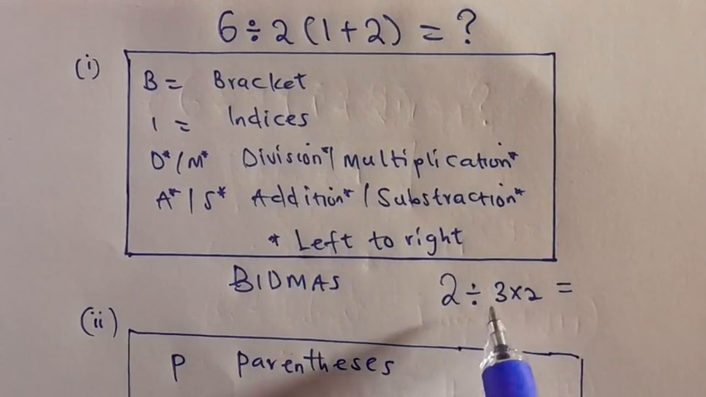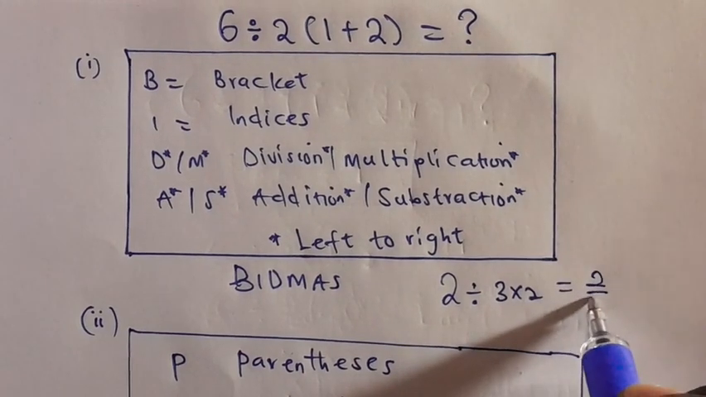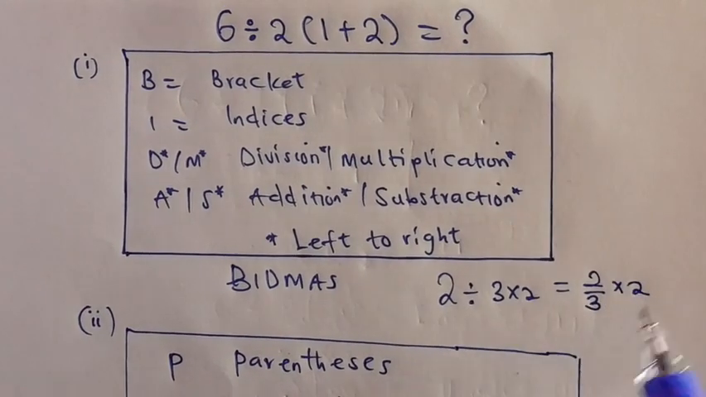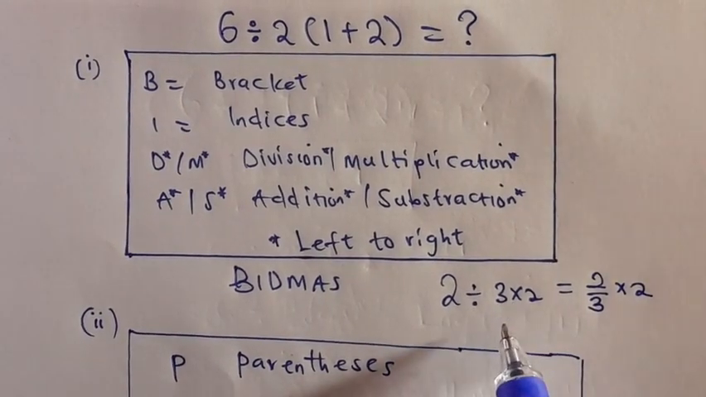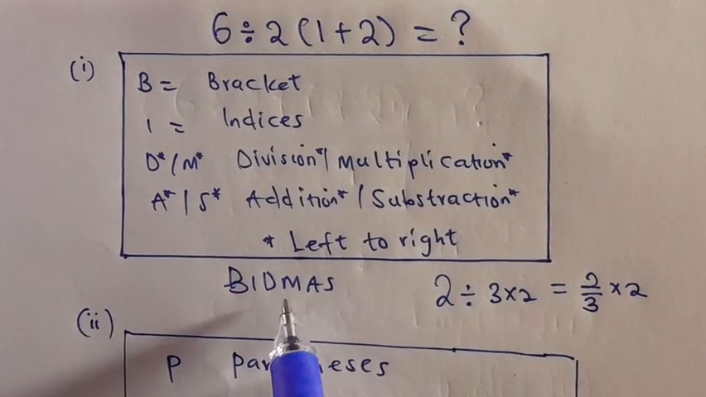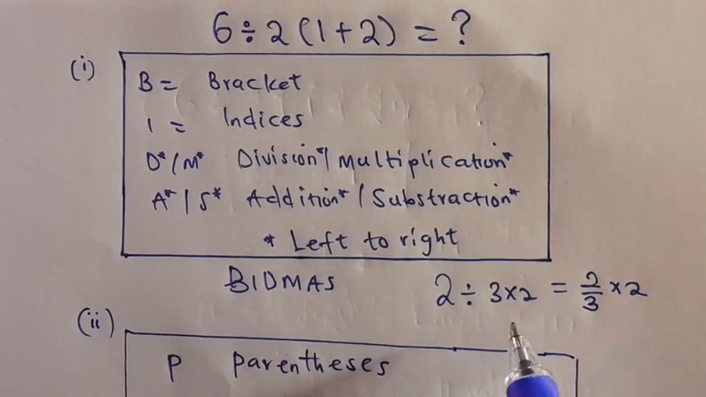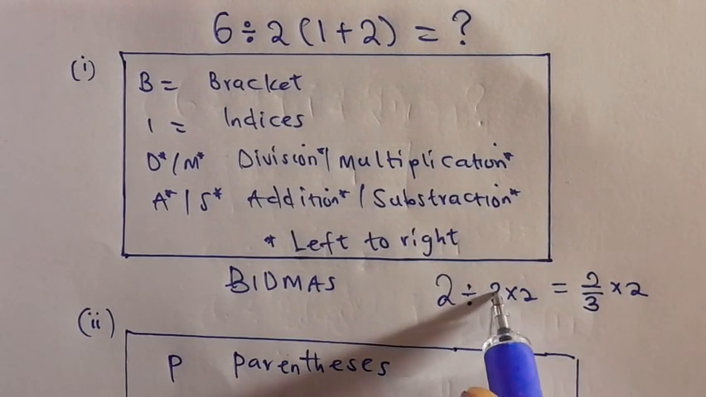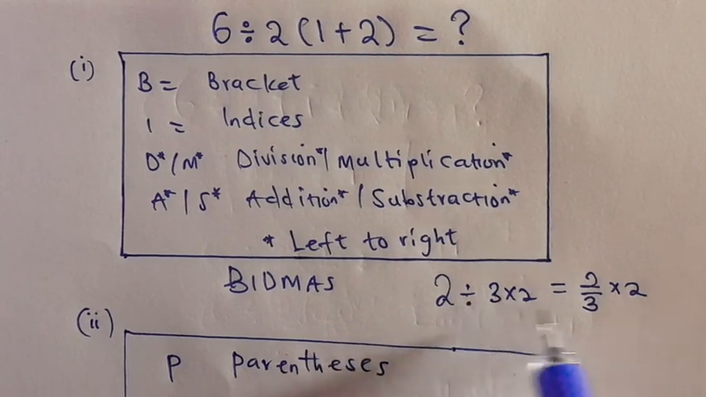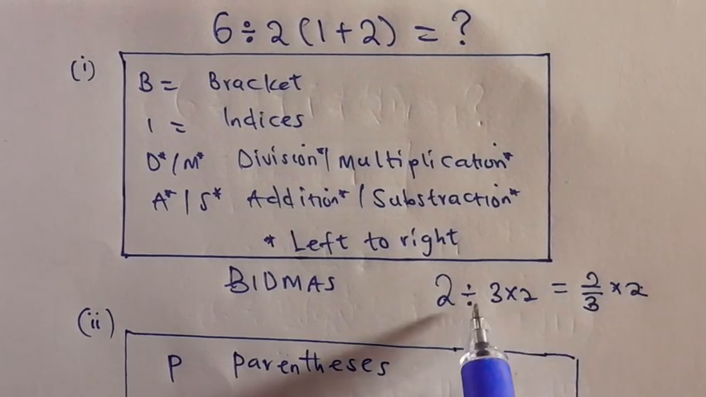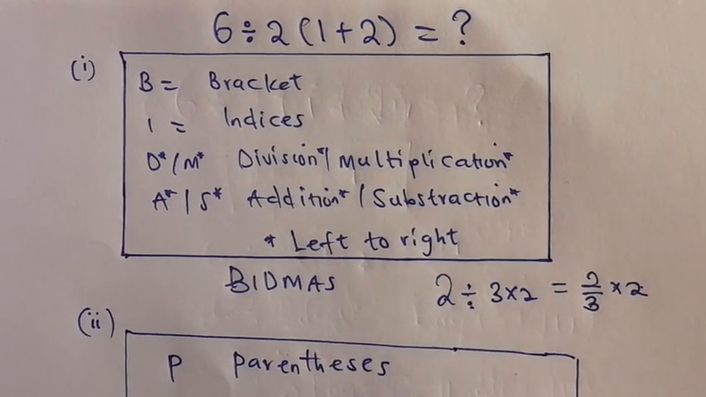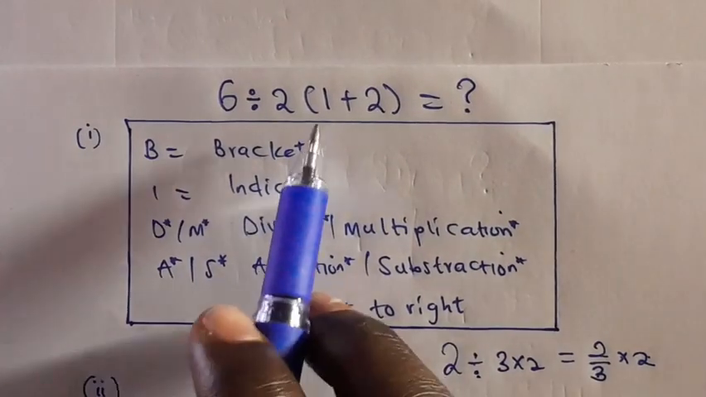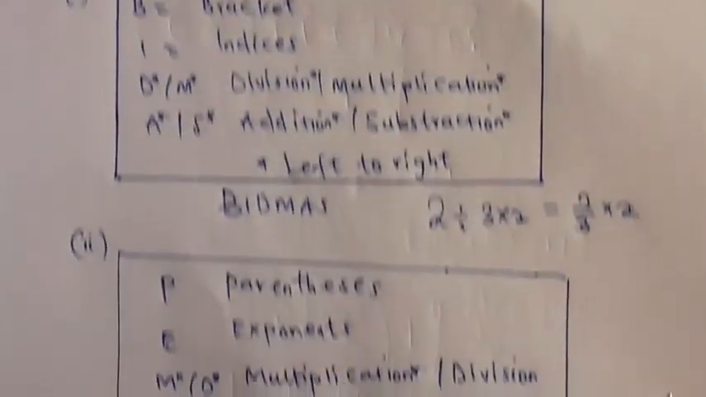So now we have it to be 2 divided by 3, then multiply by 2. That's what the BIDMAS is trying to tell us, that we have this one to be 2 divided by 3, then multiply by 2. We start operation from here. Now let us apply it here, whether it is applicable or not.